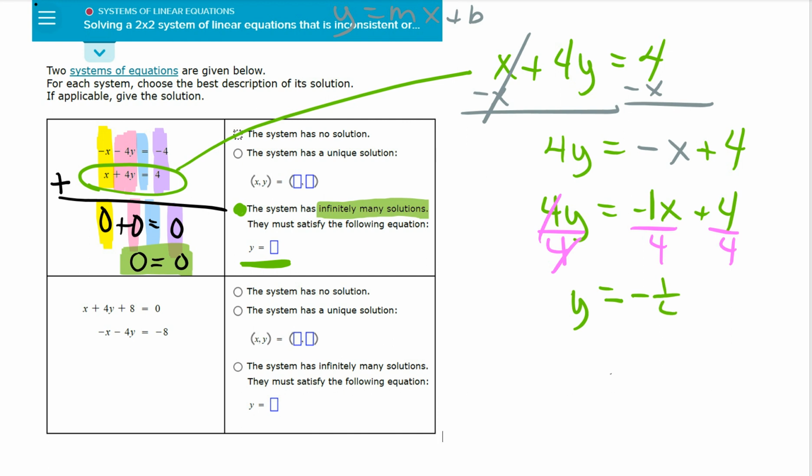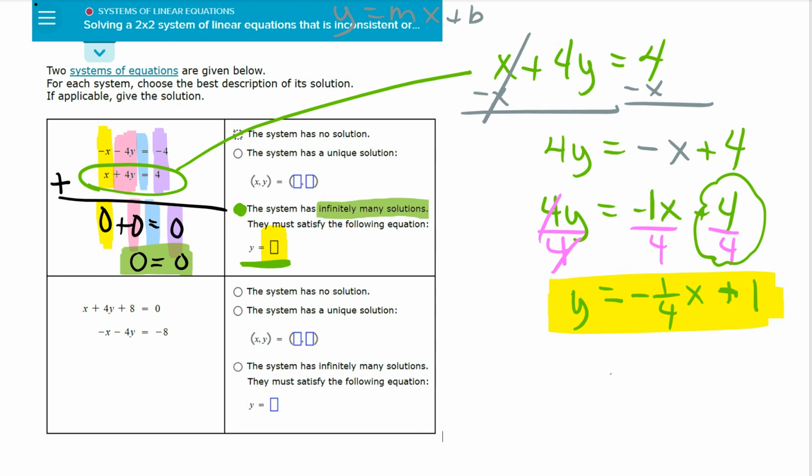So what I have is negative 1/4 x plus, and then this guy right here, 4 divided by 4, that's just 1. So what I'm going to type into this box right here is this equation.